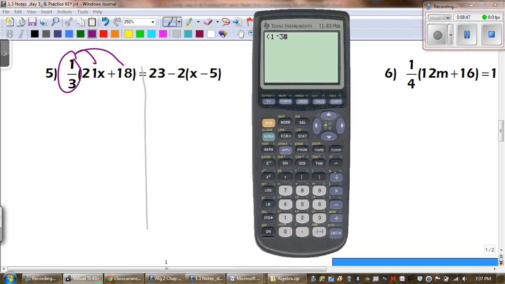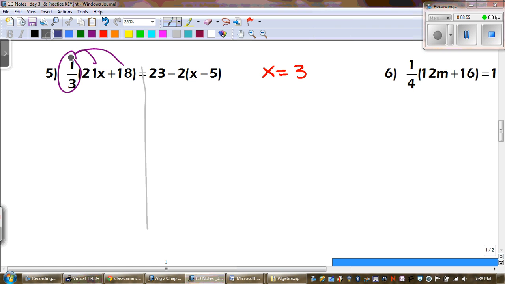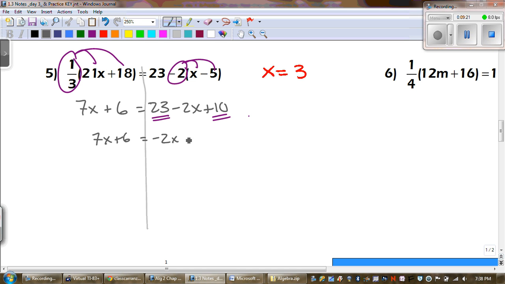We have to do 1/3 times 21, we get 7. And when you do 1/3 times 18, you get 6. On the right side, we are distributing a negative 2. And so we get negative 2x plus 10. On the right side, we need to combine our like terms. So we have 7x plus 6 equals negative 2x plus 33.